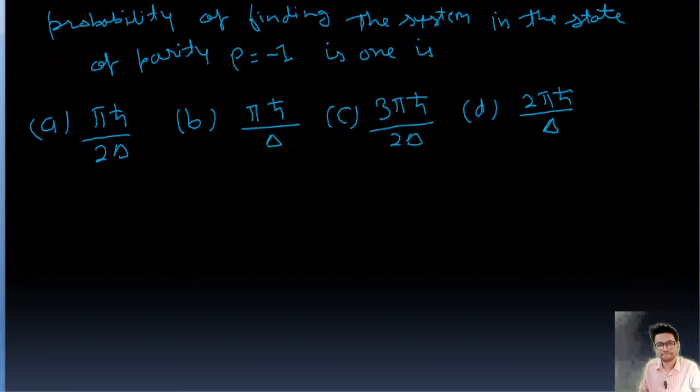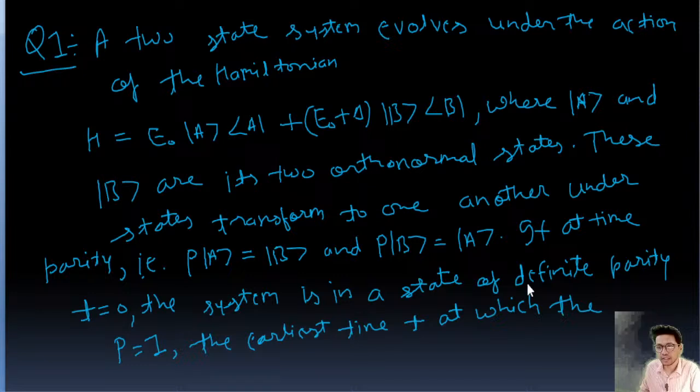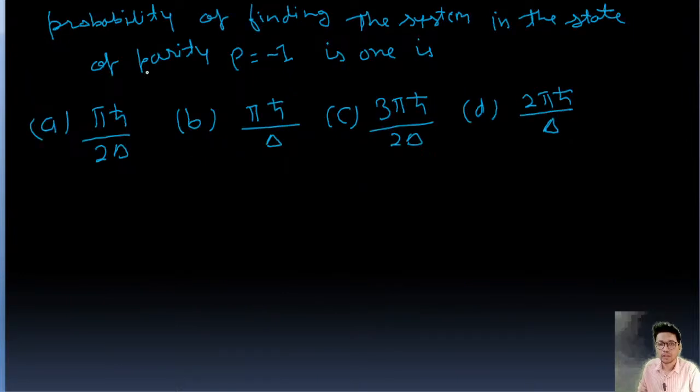Okay, so we need to find the earliest time at which the probability of finding the system in the state of parity p equal to -1 is 1. Okay, so let's get started.